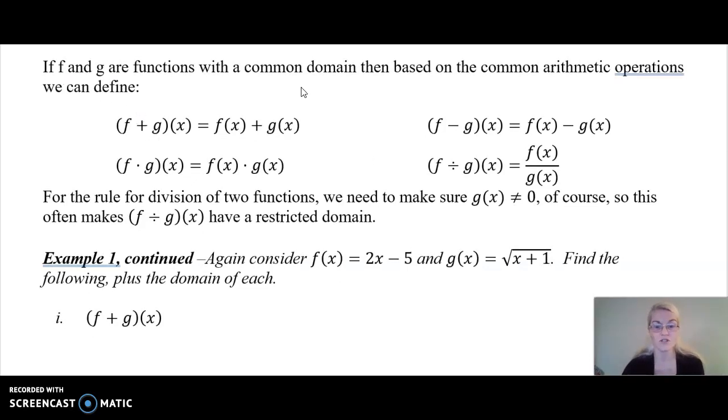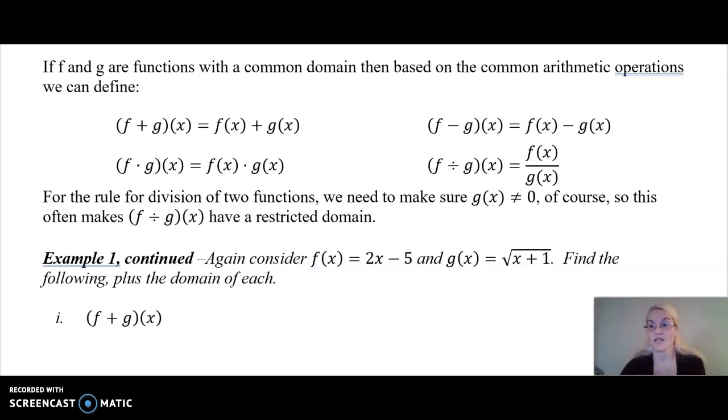So if f and g are functions with common domains, the same domain, then based on some common arithmetic operations, we can add them, multiply them, subtract them, and even divide them. For the rule for division of two functions, we need to make sure g of x is not equal to 0, of course, so we're not dividing by 0. This often gives the division an even more restricted domain than it would have had. I should also specify that with common domains, I don't necessarily mean exactly the same; by common I mean there's overlap.